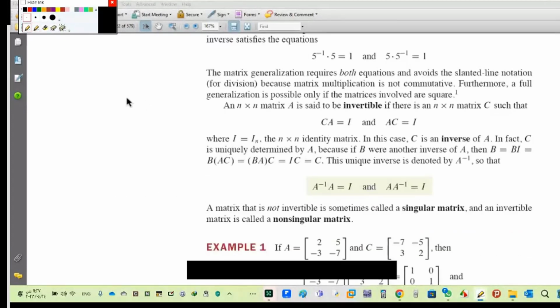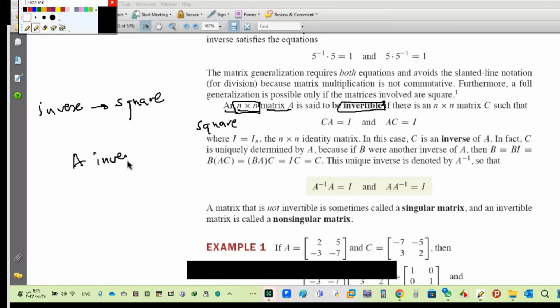What about matrix, and why do I need this? Here we are talking about matrix. Matrix is a different case. In a matrix, for n by n, it should be a square matrix. For inverse, this is the first condition. A matrix A is said to be invertible if there is an n by n matrix C such that CA equals I. I here is the identity matrix. Then we can say C is the inverse of A.